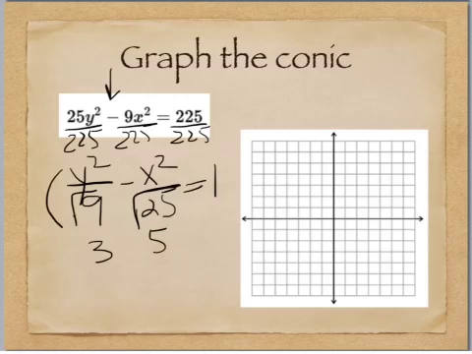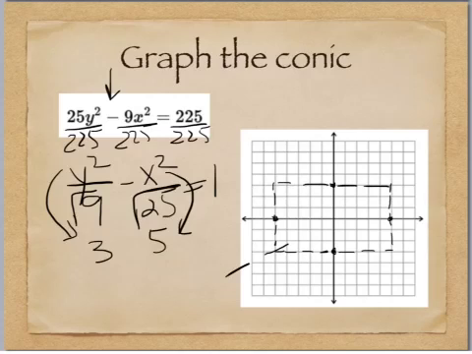The 3 is underneath the y, so that's where we go on the y-axis. The 5 is underneath the x, so that's where we go on the x-axis. Then we draw our box. And remember, the box is imaginary. It's not really there, but it's there to help us draw our hyperbola. And then our asymptotes connect those two corners together.